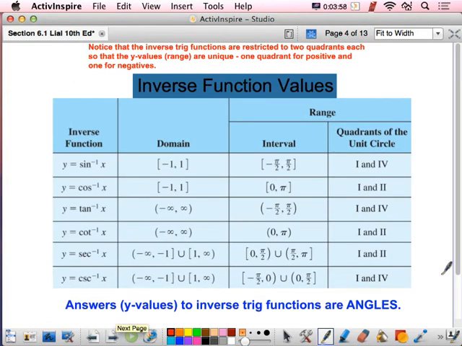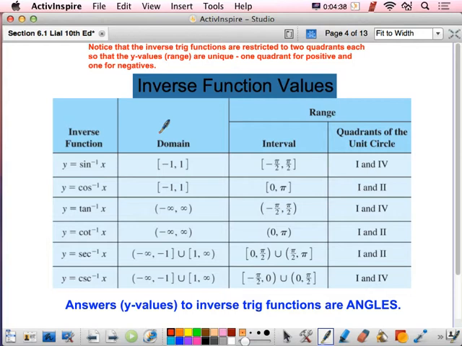All right. So here's what we have for inverse trig functions. First off, notice that the inverse trig functions are restricted to 2 quadrants each, so that the y values, or the range, are unique, meaning there is one quadrant for the positive and one for the negatives. When we do inverses, do you remember how an inverse reverses the domain and the range? So with a regular y equals sine of x, we put the angle in and we get a value out, right? And the angle could be pretty much anything that we put in, but it will spit out an answer between -1 and 1. So these used to be the ranges right here.